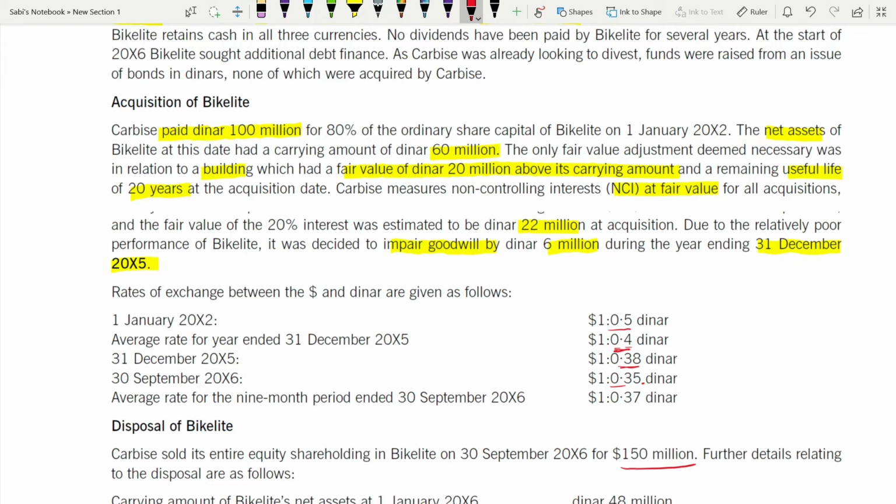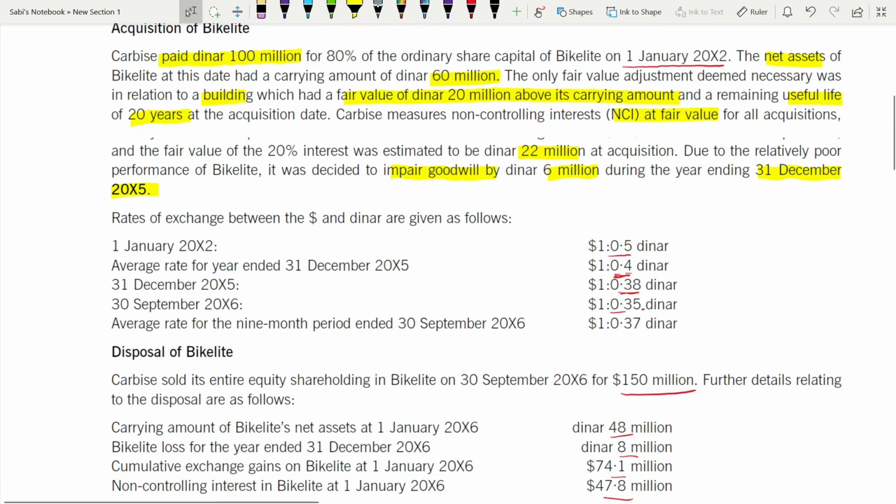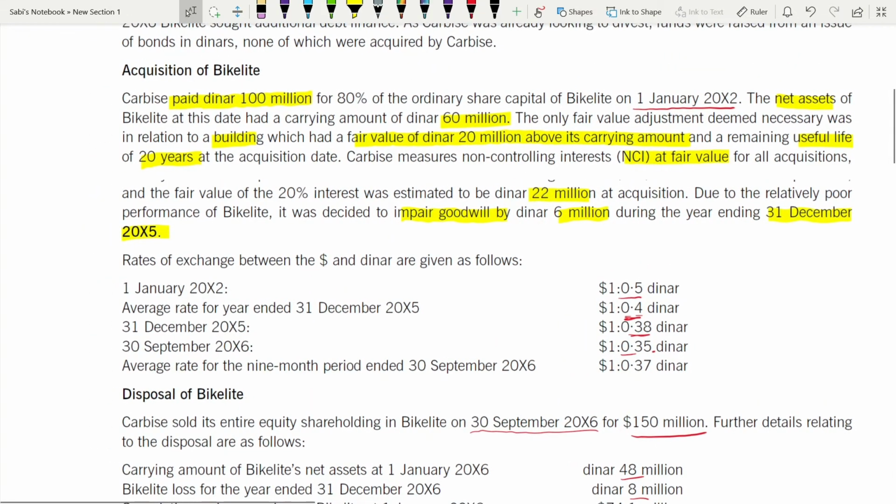So when they have acquired it, 1st of Jan 2002, and when are they selling it? September 2006. So calculate in terms of years: 2002, 3, 4, 5, 6. Not a full year, right? Because it's only for 9 months of 2006. So it is 4 years and 9 months.